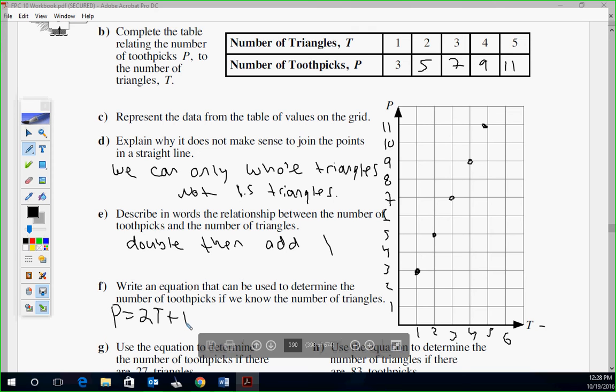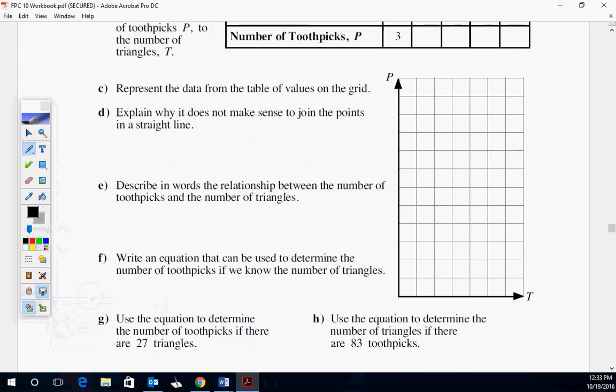Okay, any questions with that? Am I going too fast on some of this at all? Yep. No problem. Okay, make sure you have that equation. We are going to go ahead and use it. G and H is going to use that equation there. Okay. All right, so you'll make it.